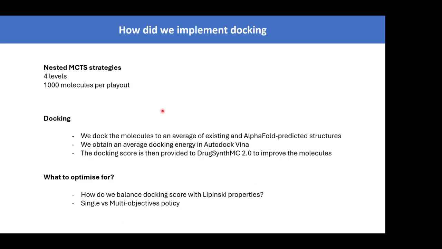So in order to implement our algorithm, we decided to go for a nested Monte Carlo Tree Search strategy using 4 levels, and I'll tell you in a minute what that means. We generate 1,000 molecules per playout. So each time we go through a cycle, we generate 1,000 new molecules. We then dock these molecules on an average of the existing crystal structure for the target and the AlphaFold structure.